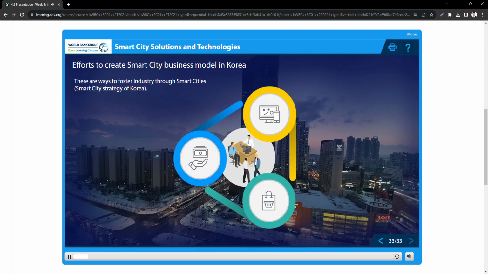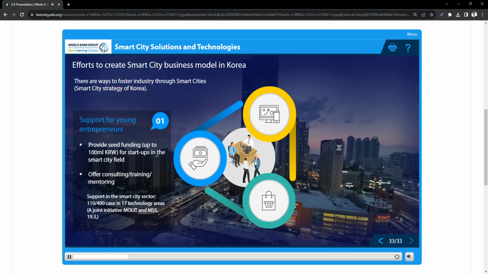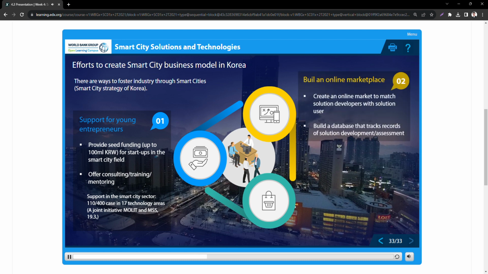This slide briefly introduces the strategies to foster smart city business models in Korea. The Korean government plans to support youths to start up their business and find new sales channels. It provides seed funding for startups and offers consulting, training, and mentoring. Also, the government provides an online marketplace to match solution developers with solution users and builds a database that tracks records of solution development and assessment.